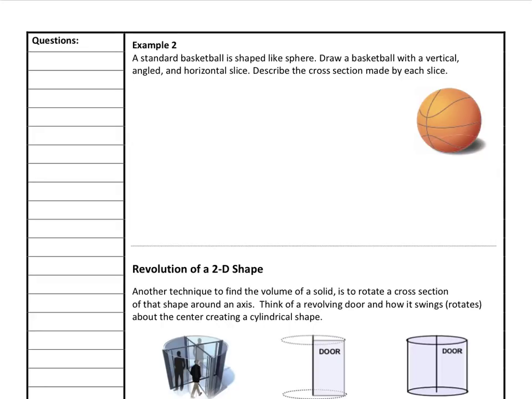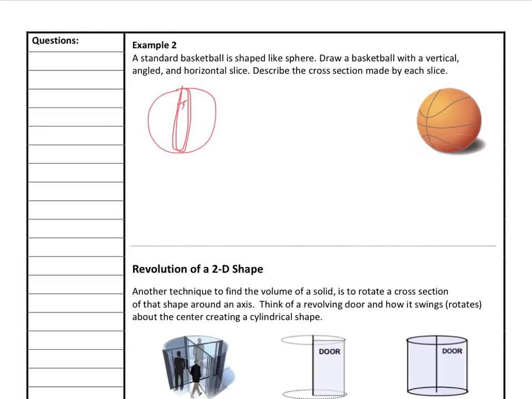So now on this next page, we're taking a look at the cross-sections of a sphere. And they give us an example of a standard basketball is shaped like a sphere. Draw a basketball with a vertical, angled, and horizontal slice. So we're going to draw our basketball first, and we're going to slice through this vertically first. So that means we want to cut a slice in this direction.